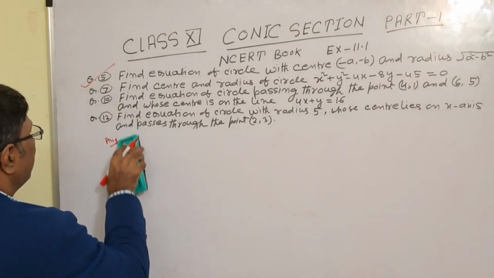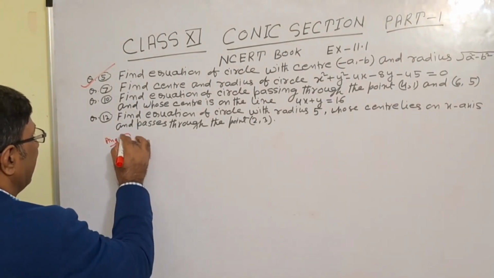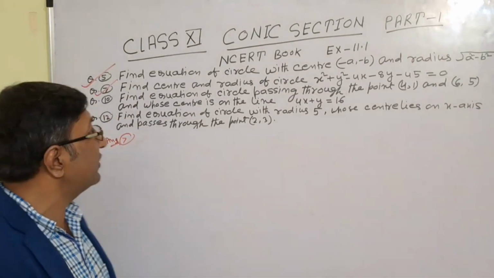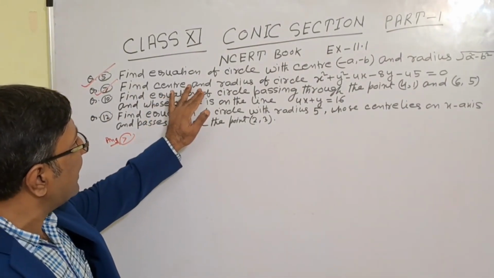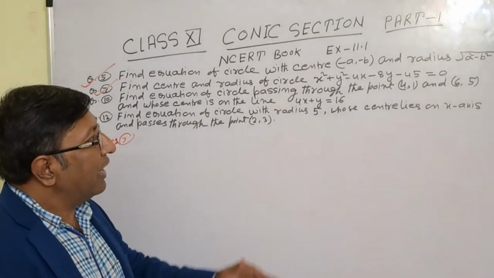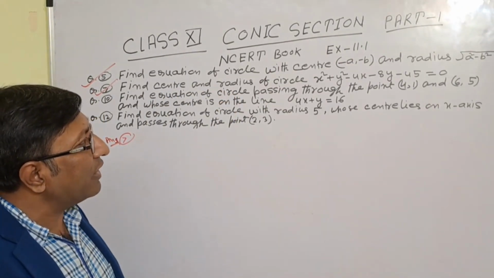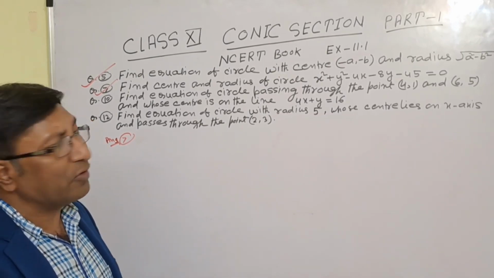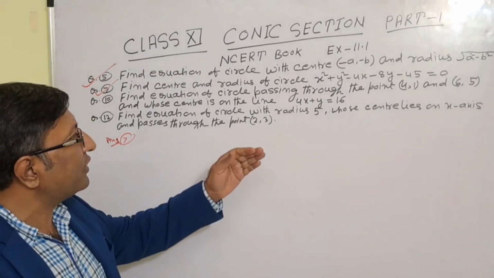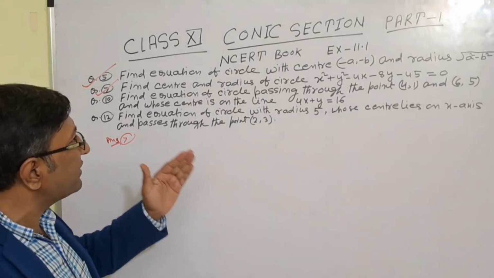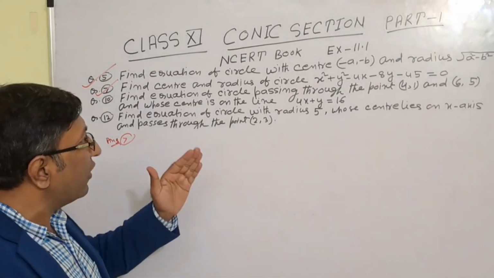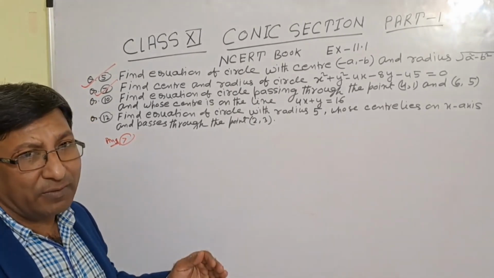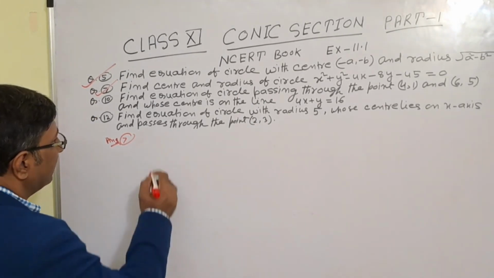So this is question number 7. So answer 7. So what is the question number 7? See, this is also the model question. Find the center and radius of circle x square plus y square minus 4x minus 8y minus 45 equal to 0. This is the equation of circle. We have to find center and radius. So we can solve this question by two methods. So first we are solving this question by the first method.